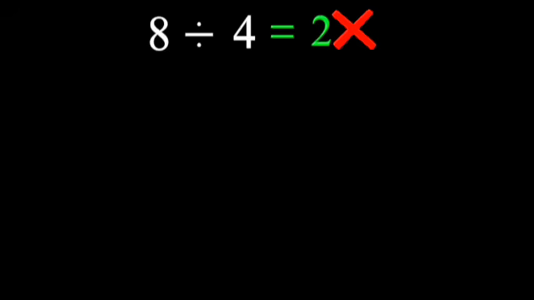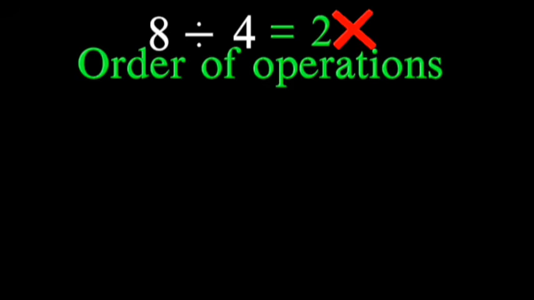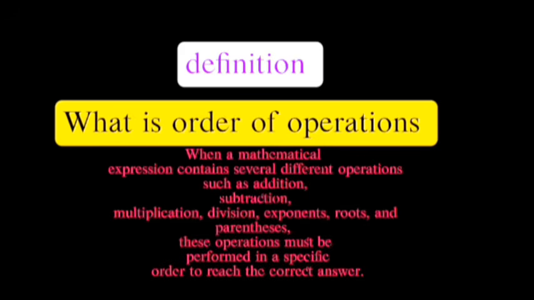Why? Because we did not follow one of the most important rules in mathematics. This rule is called the order of operations. So what is the order of operations? Whenever a mathematical expression contains different operations, such as addition, subtraction, multiplication, division, exponents, roots, and parentheses, we cannot solve it in any random way.